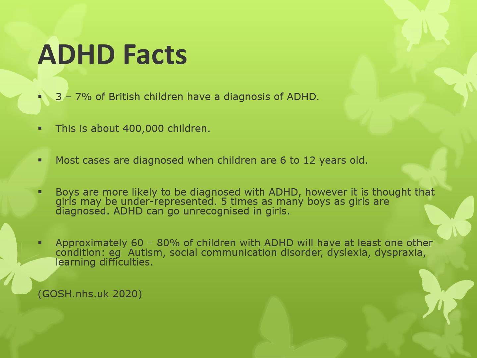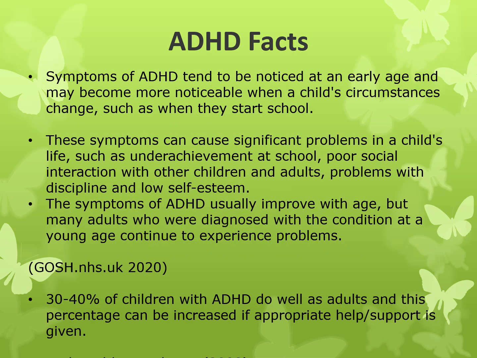Approximately 60 to 80% of children with ADHD will have at least one other condition, such as autism, social communication disorder, dyslexia, dyspraxia, or learning difficulties. Symptoms of ADHD tend to be noticed at an early age and may become more noticeable when a child's circumstances change, such as when they start school.